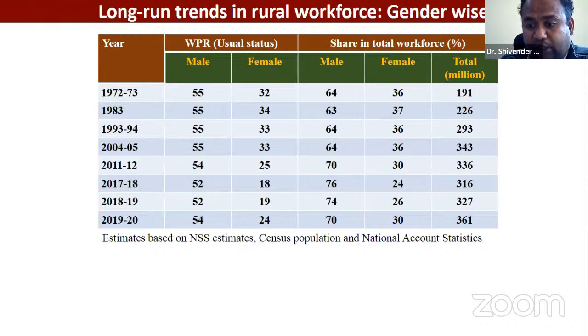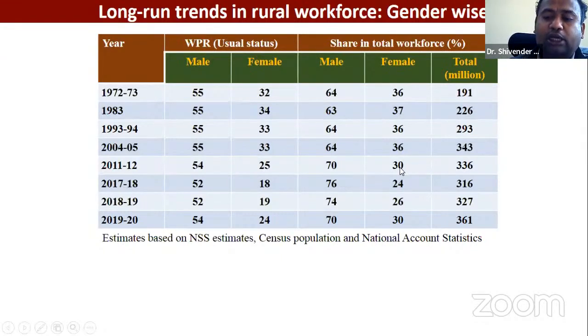So what happened over a period of time? Over a period of time, male participation was almost stagnant, about 54, 55. Sometimes it reduced to 52, but for female participation, you can see there is a drastic decline after 2004. Till then it was almost stagnant. Between 2004 and 11, female workforce participation declined from 33 to 25%, due to which the share of female in total workforce declined from 36 to 30.